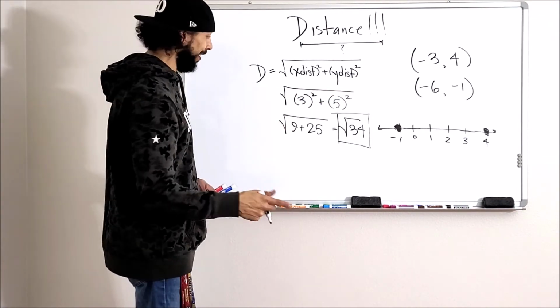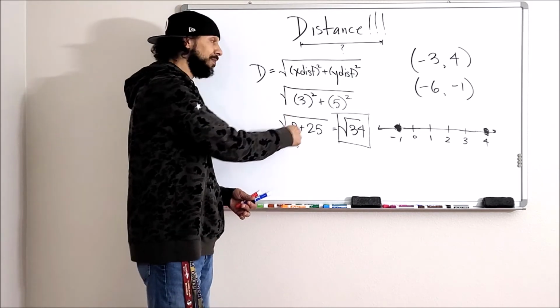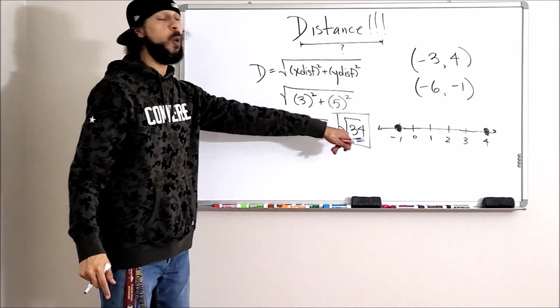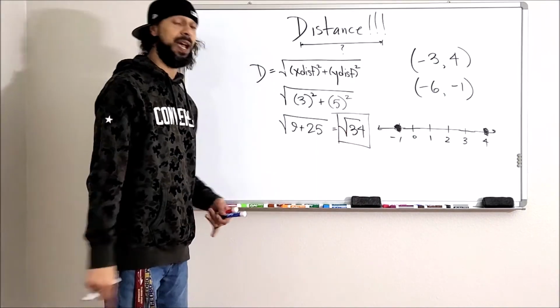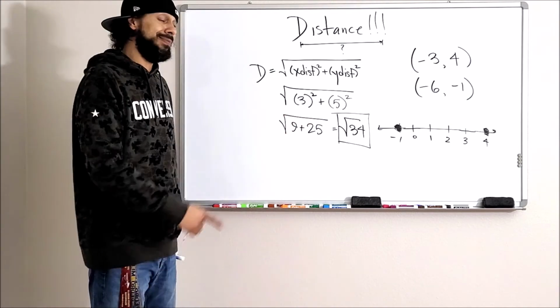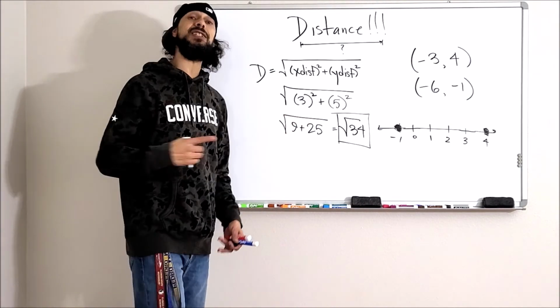Work out some arithmetic. Bang. Yeah. 3 squared is 9. 5 squared is 25. 9 plus 25 is 34. Now, it won't always work out like the perfect example from before. Sometimes you get a square root that you can't simplify. That's how you do it, man. That's how you find the distance between 2 points.